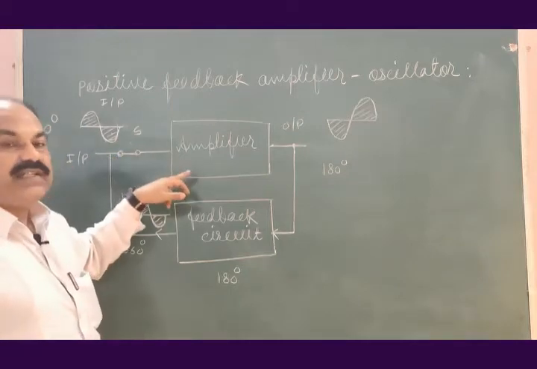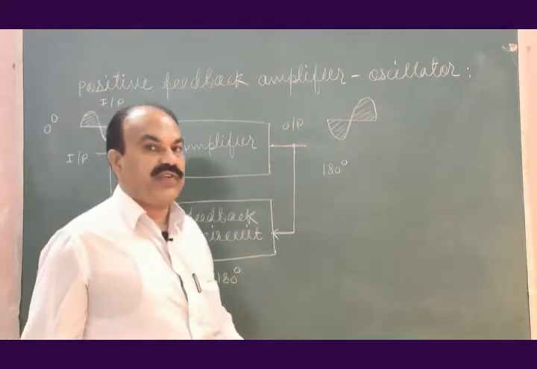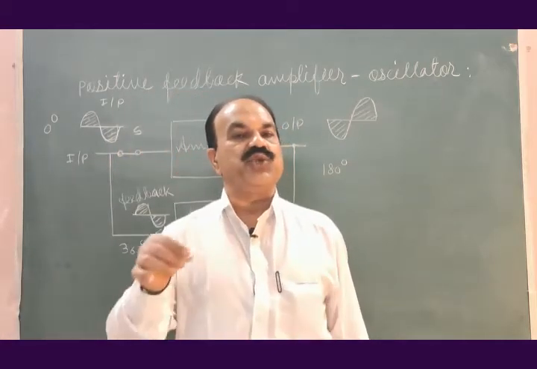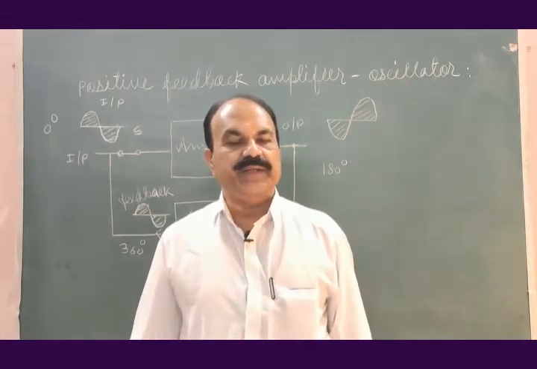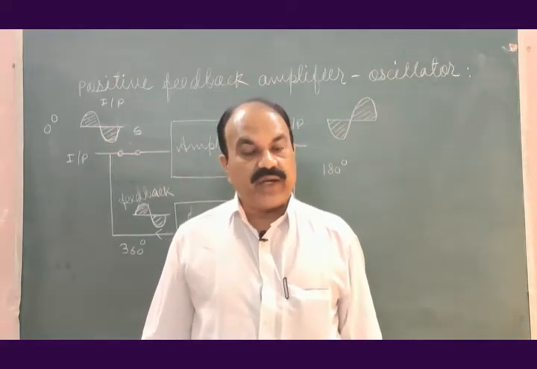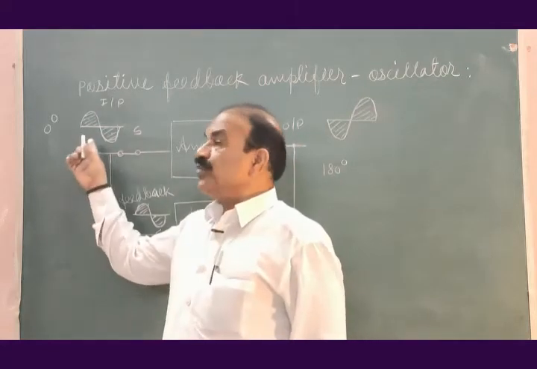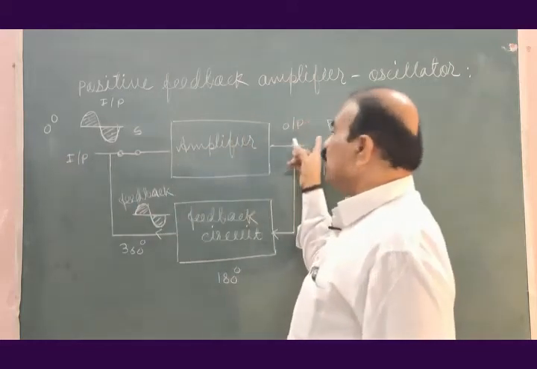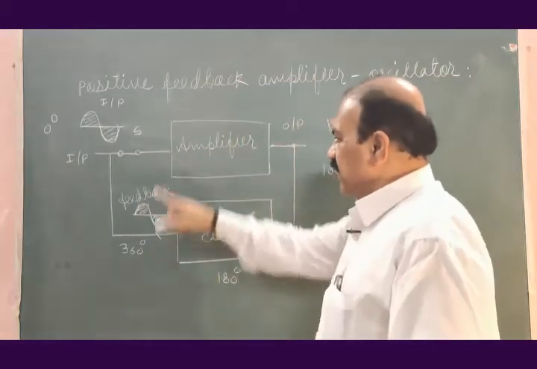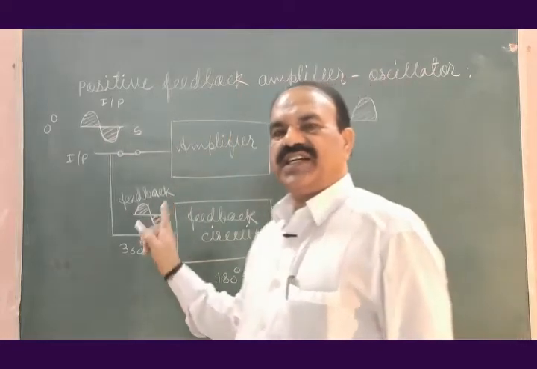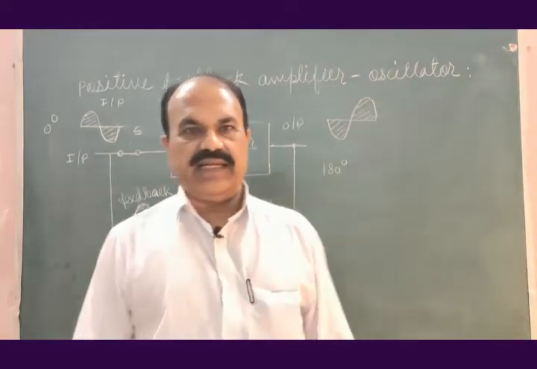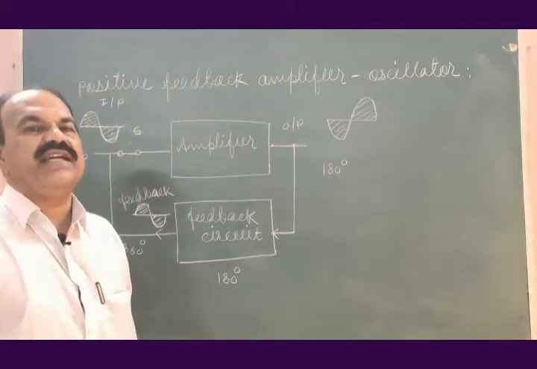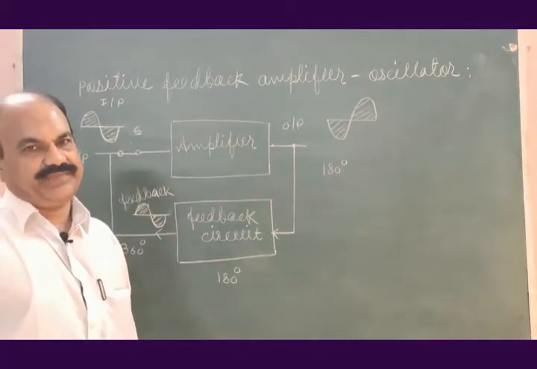Whenever there is addition of input voltage and feedback voltage, that feedback is known as a positive feedback. Because of this positive feedback, input is increased. As input increases, output will further increase. This process continues, and this circuit works as an oscillator.